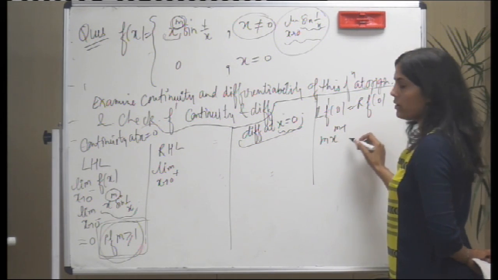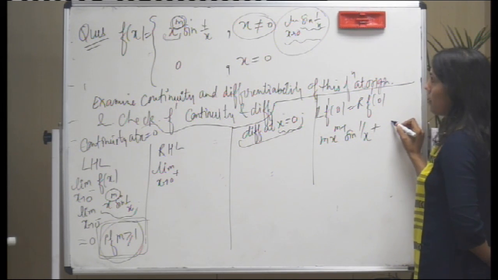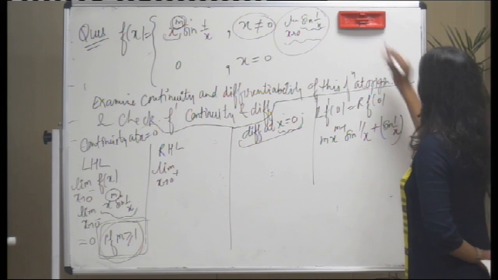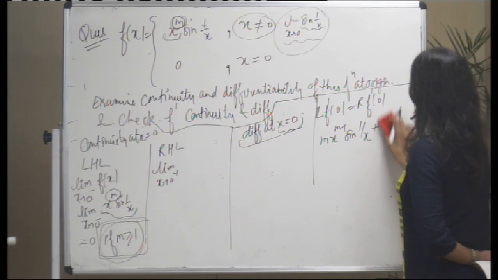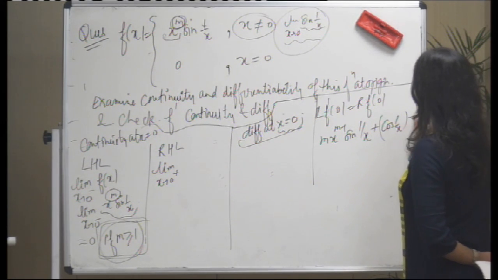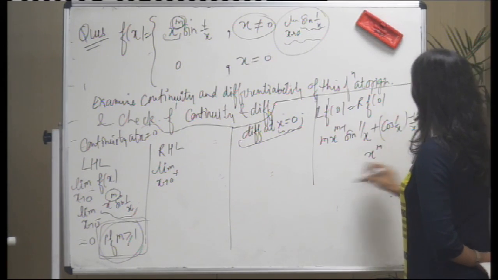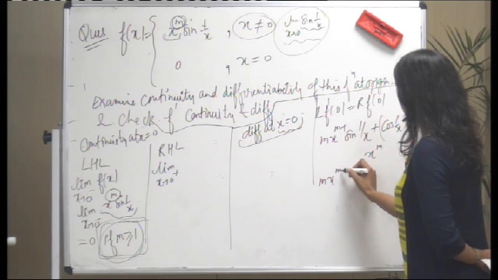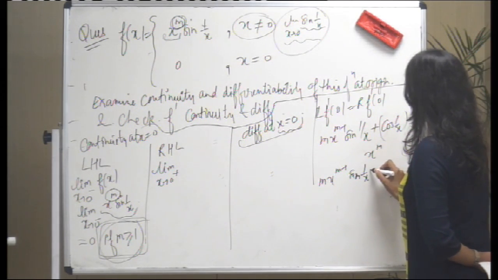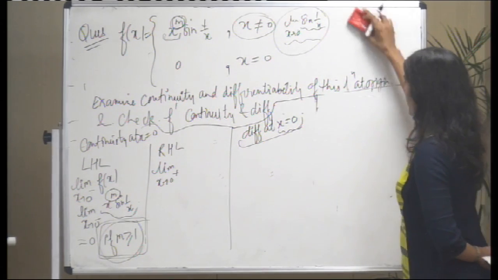m x^(m-1) sin(1/x) as it is, then plus, oh sorry, cos(1/x) times minus 1 by x square and then x to the power m. So this becomes ultimately m x^(m-1) sin(1/x). I think this will be difficult. Very sorry, because I know it. This will be difficult. Apply the definition.